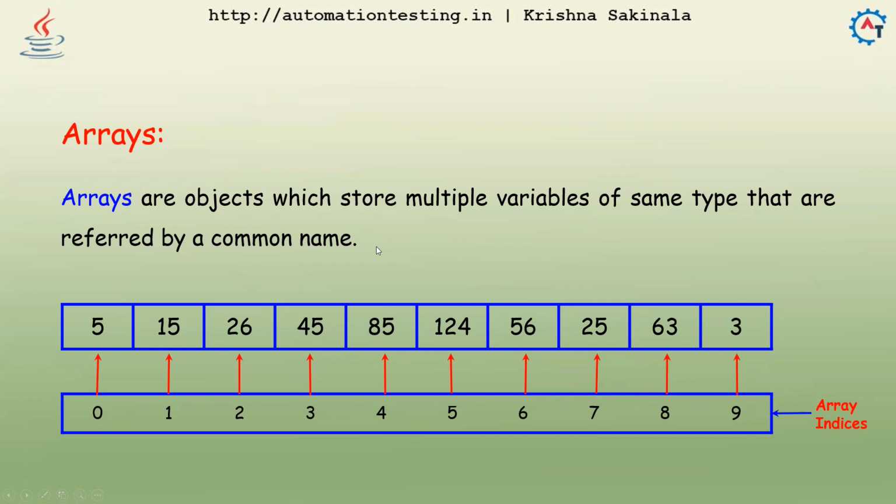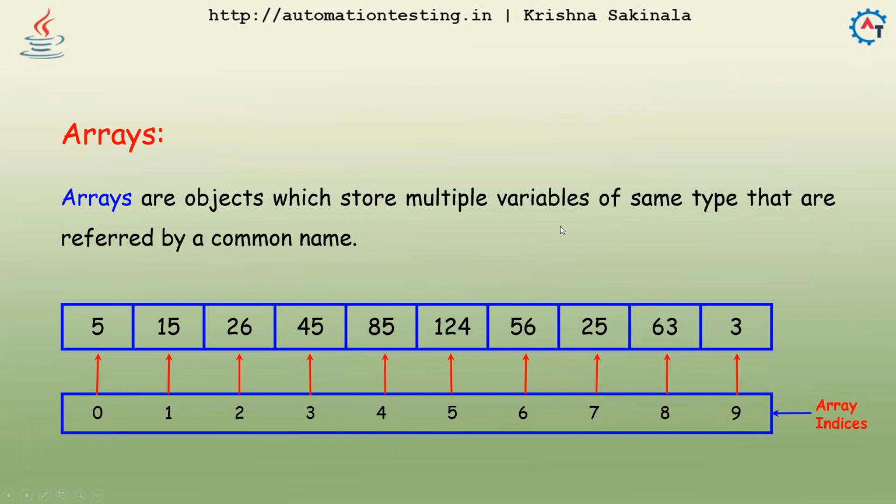We already discussed arrays in detail in one of our previous videos. This is just a definition: an array can hold or store multiple variables of the same data type. Suppose this is an array where I stored 5, 15, 26, 45, 85, 124, 56, 25, 63, 3, which is 10 values. These values can be represented using an index starting from 0. So here 0 to 9 means I have 10 values; I hold 10 values in this array.